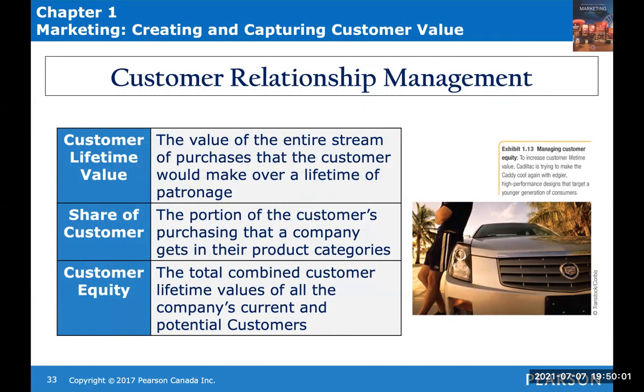So that's why they call it customer lifetime value. In other words, how much money would one single customer spend with you over his or her lifetime? And that is a customer value. And this is why you really don't go after every customer. You go after profitable customers, because the ones that are profitable will give you greater customer lifetime value.